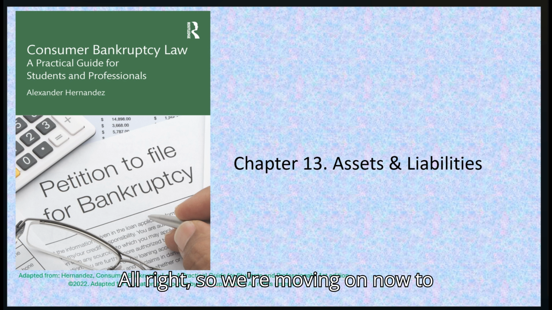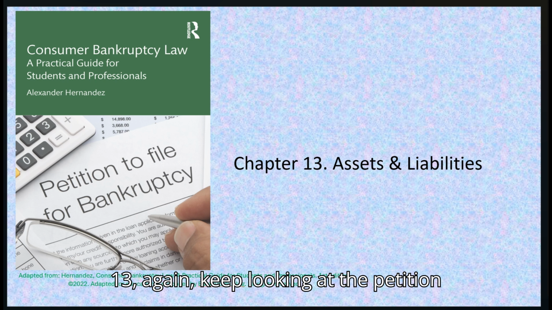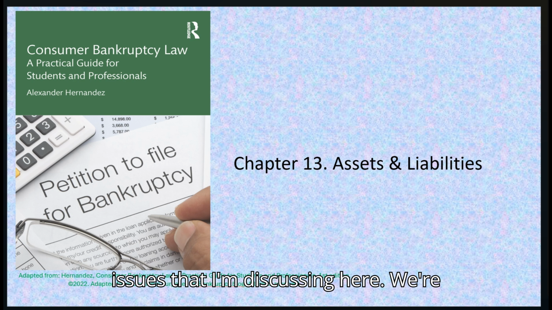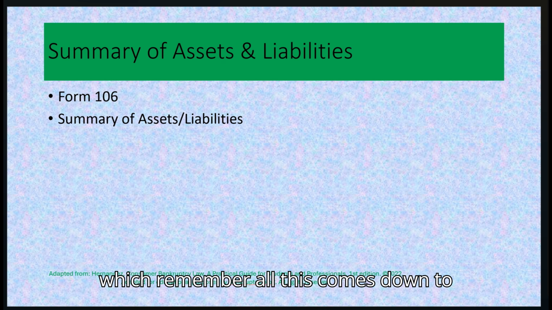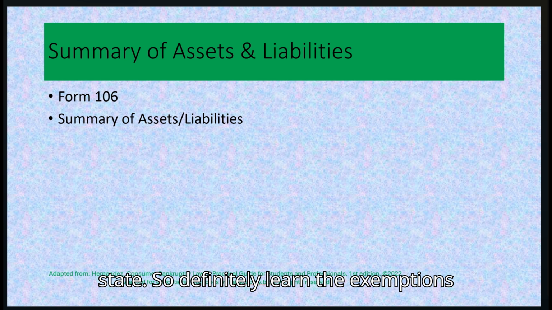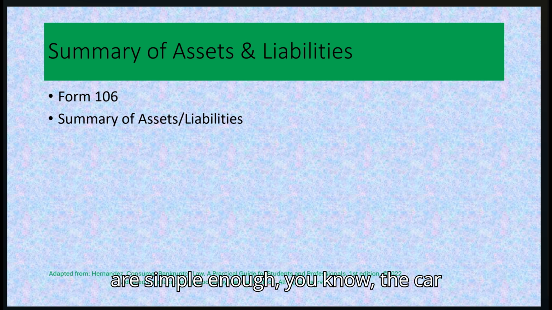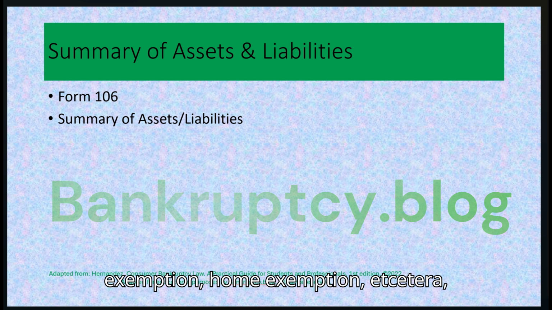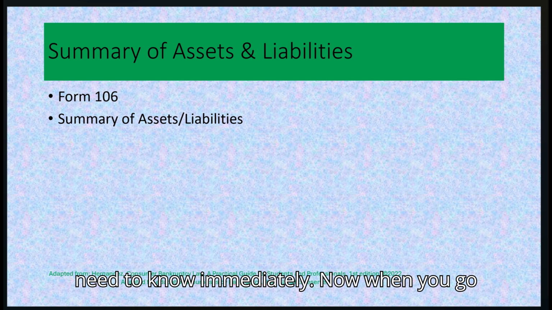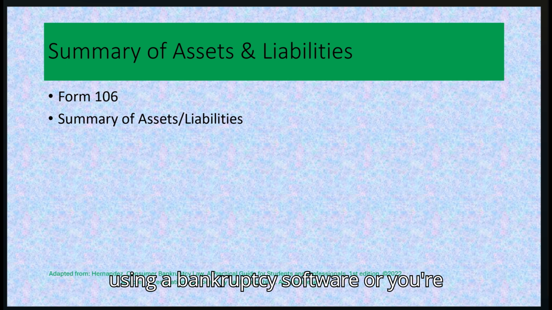All right. So we're moving on now to chapter 13. Now, chapter 13, again, keep looking at the petition as I go over the PowerPoints to get a better understanding of some of the issues that I'm discussing. Here, we're going to focus on assets and liabilities, which, remember, all comes down to exemptions, and exemptions do vary per state. So definitely learn the exemptions in your state. Most of them are simple enough, the car exemption, home exemption, etc., because that's something a client would need to know immediately.